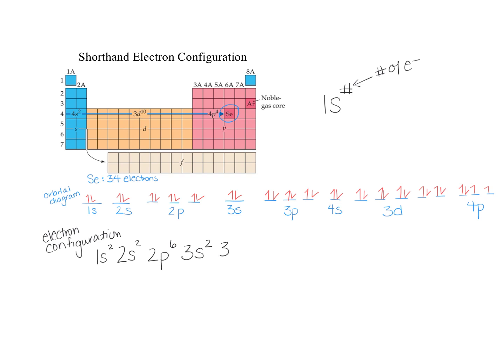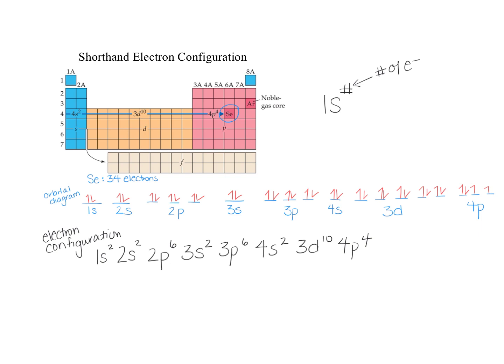3s2, 3p6, 4s2, 3d10, and then 4p4. But that's still a lot of writing, right?